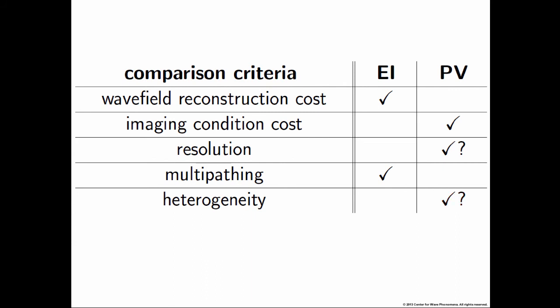Okay, so this slide summarizes my talk. Like I said, for the extended imaging method, the biggest disadvantage is the imaging condition cost: the computation and storage of the cross-correlation lags. But it does handle multipathing well. And the pointing vector method is cheap and efficient because we do computations locally on the fly to propagate the wave fields. And it gives you specular resolution. And it seems to handle heterogeneity pretty well. But again, we have to be careful with smoothing.